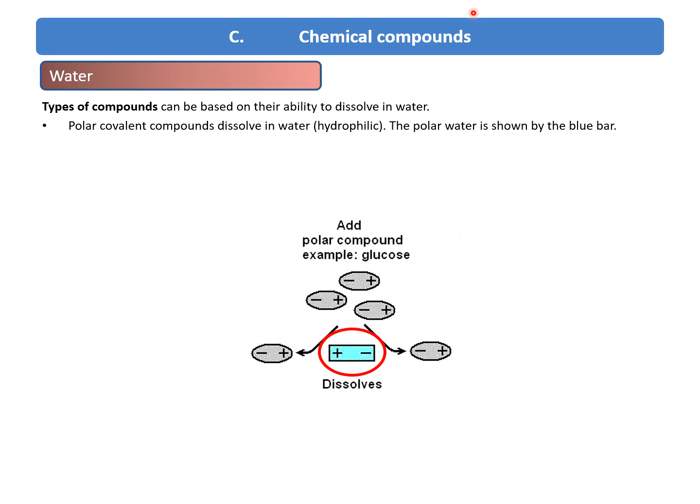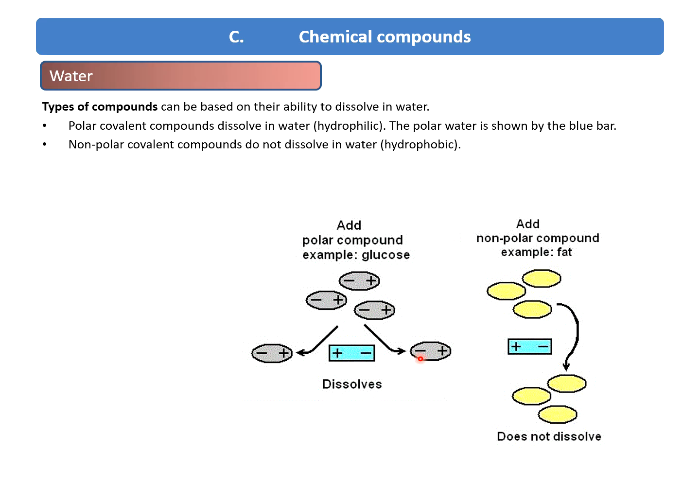Polar covalent compounds dissolve in water. Here, for example, is the water molecule with a positive and a negative end, and here are some polar molecules to be dissolved. The positive end of the water repels the positive end of the polar molecule. The negative end of the water repels the negative end of the polar molecule.